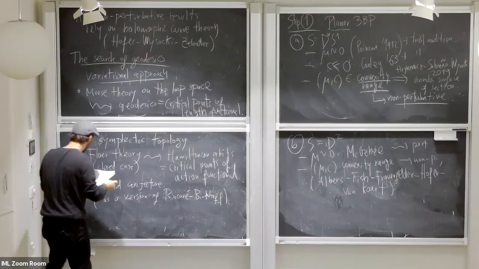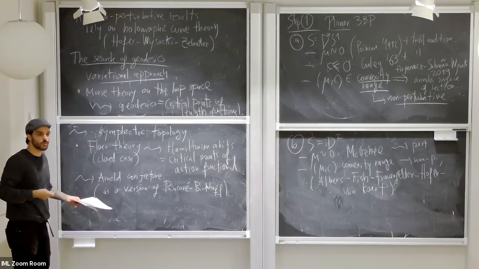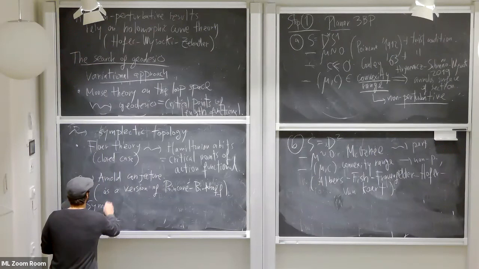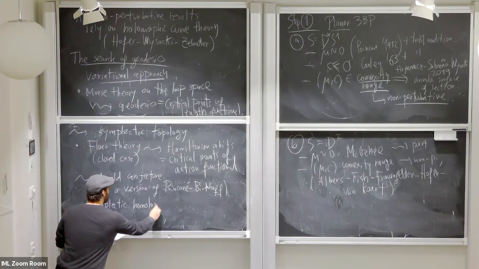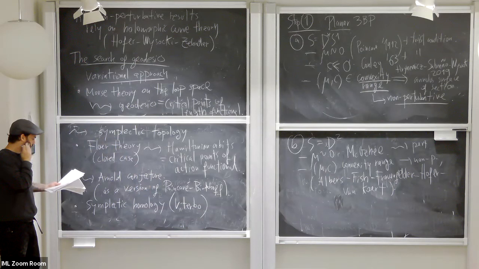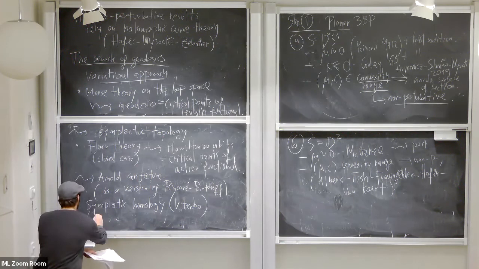And if you're away from the closed case, say you have a manifold which has boundary, well, this was souped up to the Floer theory of manifolds with convex boundary, which is usually called symplectic homology, due to Viterbo. Symplectic homology is a specialized version of Floer homology for symplectic manifolds with convex boundary.